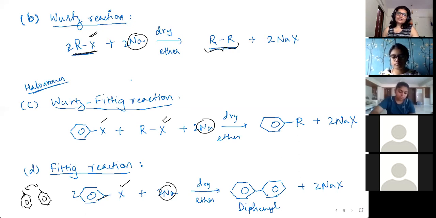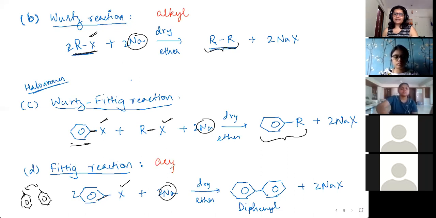So here also sodium is going to take away the chlorine atoms. So you have phenyl with an extra bond, R with an extra bond. They both join with each other, so you attach an R to an aryl group. So Wurtz is purely alkyl. Fittig is purely aryl. Wurtz-Fittig is alkyl plus aryl.